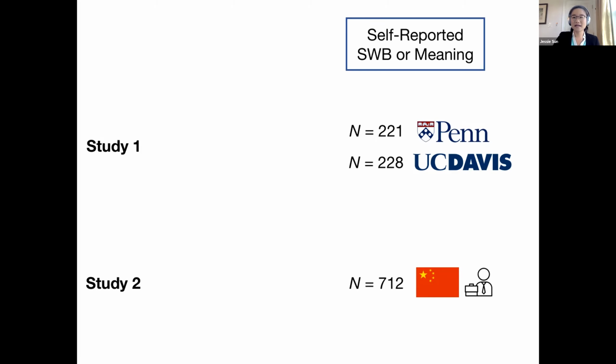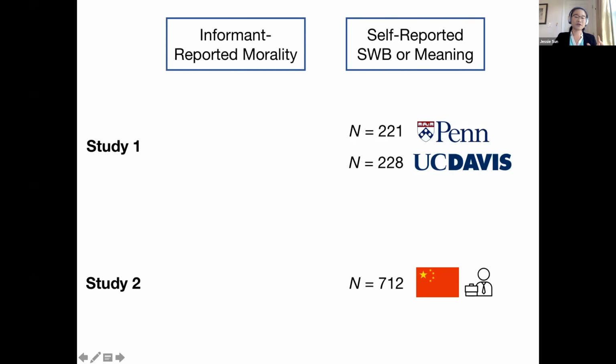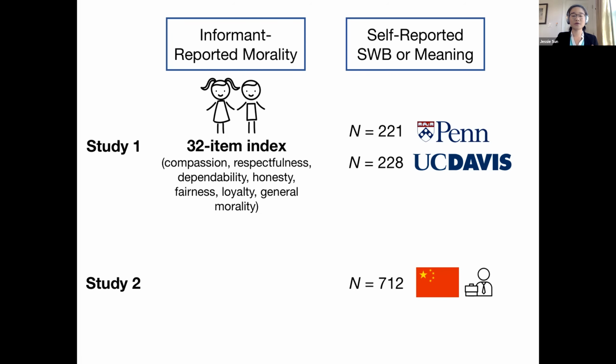And to measure morality, instead of getting self-reports, which are clearly limited in this context, we used informant reports of morality. So in sample one, we have these college students' close others, which were mostly friends, but also some family members and romantic partners, report on these targets' moral character, using a 32-item index of various personality items that were rated as being highly morally relevant by another sample of participants. And this captured dimensions including compassion, respectfulness, dependability, honesty, fairness, loyalty, and general morality.